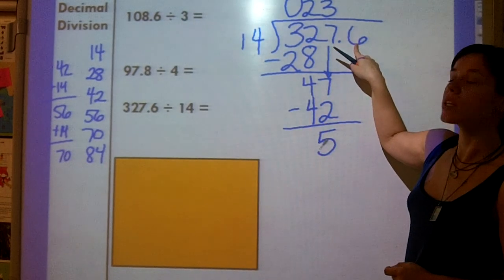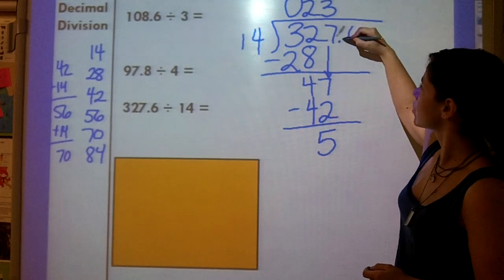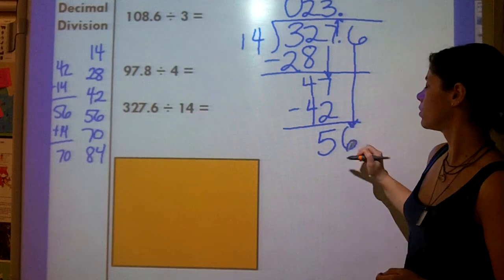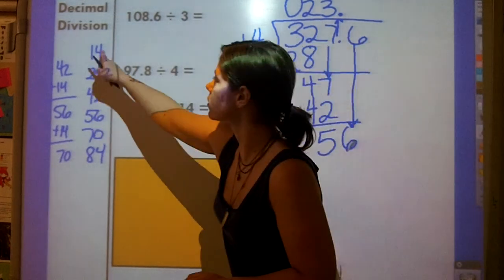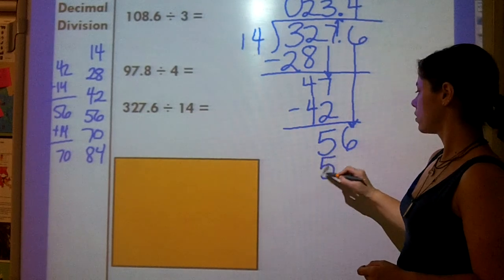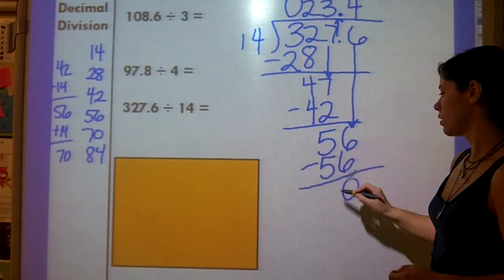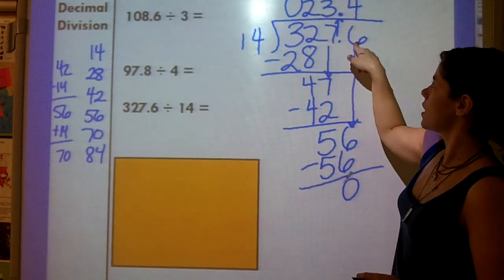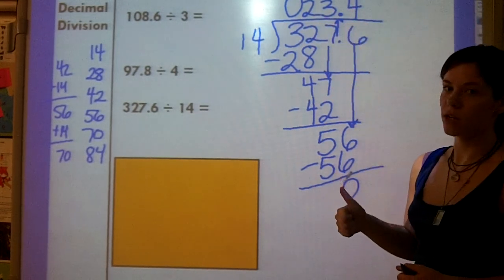Remember, before I can bring the 6 down, I have to bring this decimal straight up, and now I can bring the 6 down. And 14 goes into 56 4 times. 14 times 4 is 56. I'm left with 0. Every number in my dividend has a number in the quotient. I'm done. Your turn.